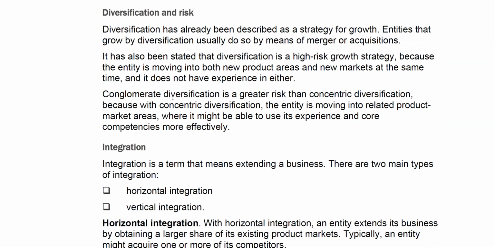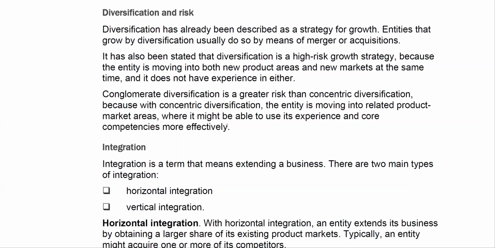Now, diversification has already been described as a strategy for growth, and entities that grow by diversification usually do so by means of mergers or acquisitions. That's how you diversify. It has also been stated that diversification is a high-risk growth strategy because the entity is moving into both new product areas and new markets at the same time, and it does not have experience in either.